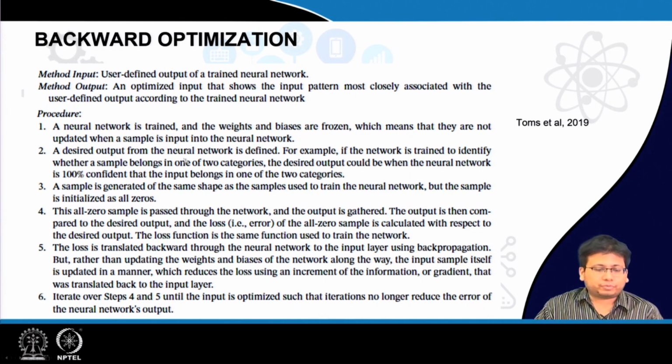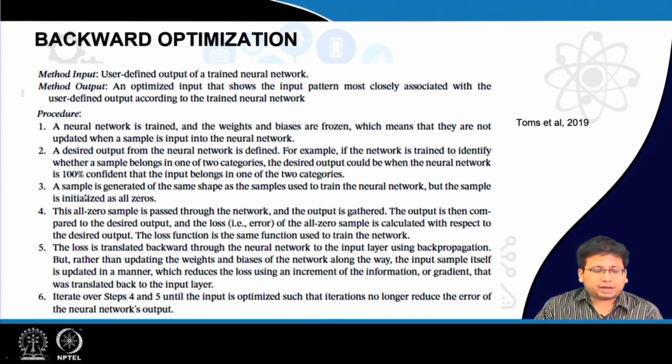Now, a desired output from the neural network is defined as specified by the user, say class A. For example, if the network is trained to identify whether a sample belongs in one of 2 categories, the desired output could be when the neural network is 100% confident that the input belongs to those categories. So, as I said again, class A, class B and class C, these are the 3 possibilities. Let us say for class A, is there any input for which the model will be 100% certain that yes, it is indeed of class A. That is a typical, prototypical input for class A as far as the model is concerned.